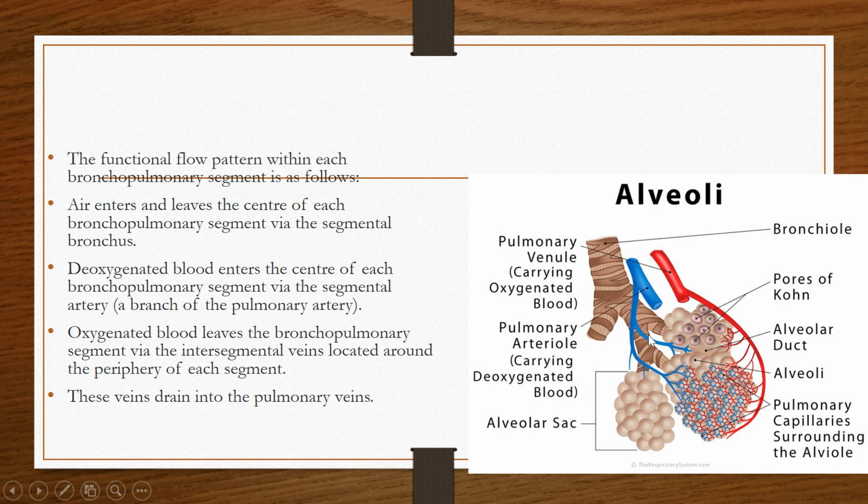Oxygenated blood, after coming from the alveolus, will leave the bronchopulmonary segment via the intersegmental vein. This is the intersegmental vein, red in color. Why is this red? Because it contains oxygenated blood. This vein will drain into the pulmonary vein. These veins will be present only in the connective tissue wall which is present in between the bronchopulmonary segments, but the artery will go inside the bronchopulmonary segment.